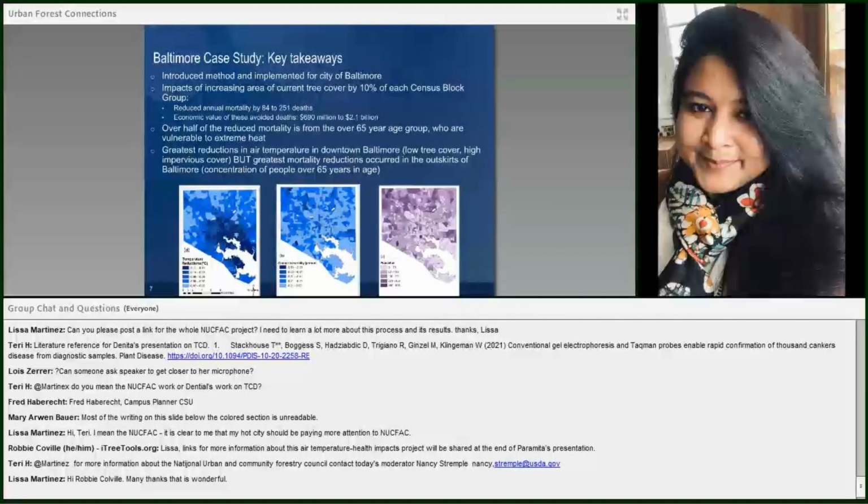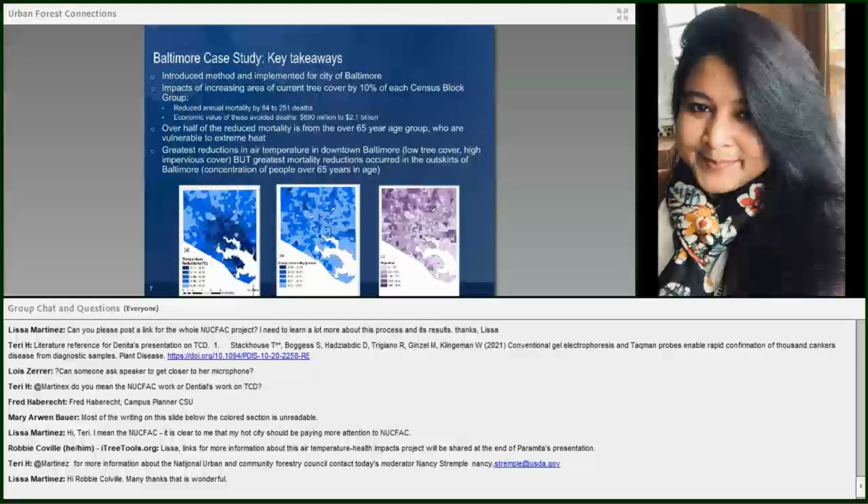So some key takeaways from the Baltimore case study: when we looked at a 10% increase in tree cover in each census block group, our estimates of reduced mortality ranged between 84 and 251 deaths, which is pretty high. And so the economic value of this is also very high. It's in the range of a couple of billion dollars.